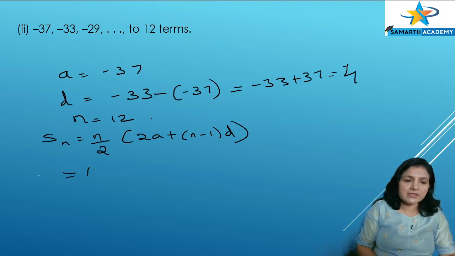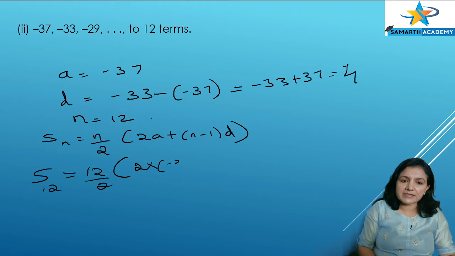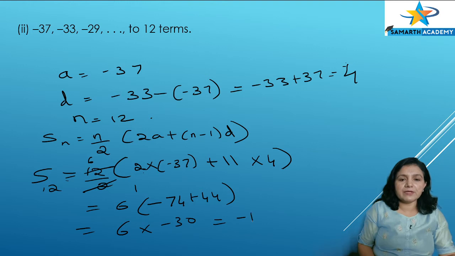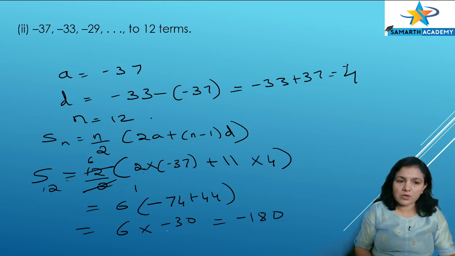So this becomes S12 equal to 12 by 2 (2a, that is 2 into minus 37, plus 11 into d, which is 4). This we will cancel: 2 sixes are 12, so 6 into (37 into 2 is 74), so it is minus 74 plus 44. So 6 into minus 30, the answer will be minus 180. The sum of the given 12 terms is minus 180.